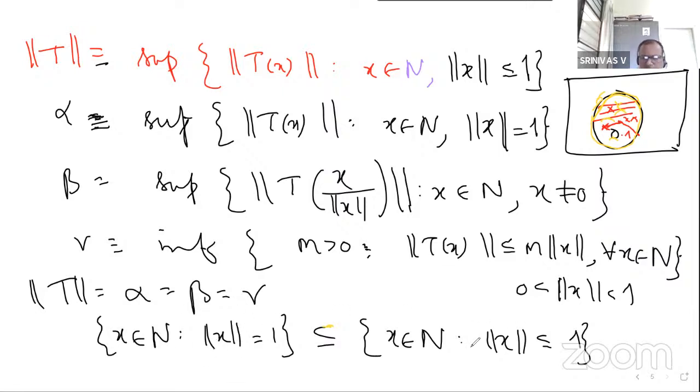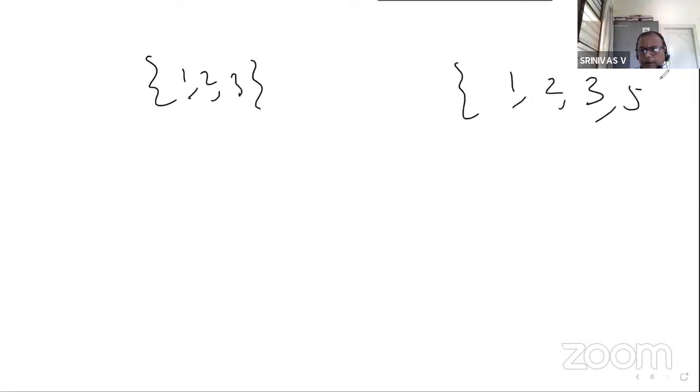In general, this is a subset of this. So therefore, the supremum of this will be less than or equal to the supremum of this. Why? For example, if you take two sets {1, 2, 3} and {1, 2, 3, 5}, this is a subset of this. The supremum of this is 3. The sup of this is 5, and 3 is strictly less than 5.